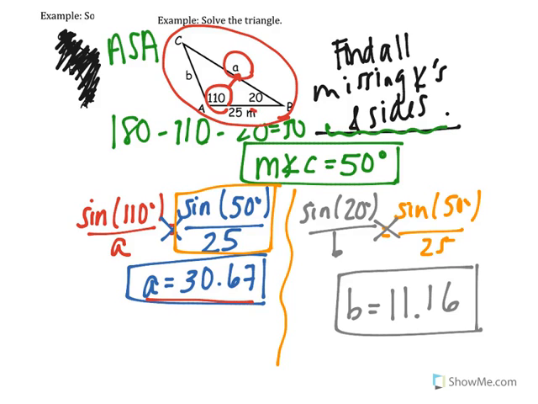Whereas angle B is a super tiny angle. So across from that, side B should be decently small, 11.16. And then of course, the angle C is 50. That's kind of in between 110 and 20. So the side length of 25 should be in between sides A and B, which it is. So it's not a perfect science to checking yourself, but it will definitely help you.